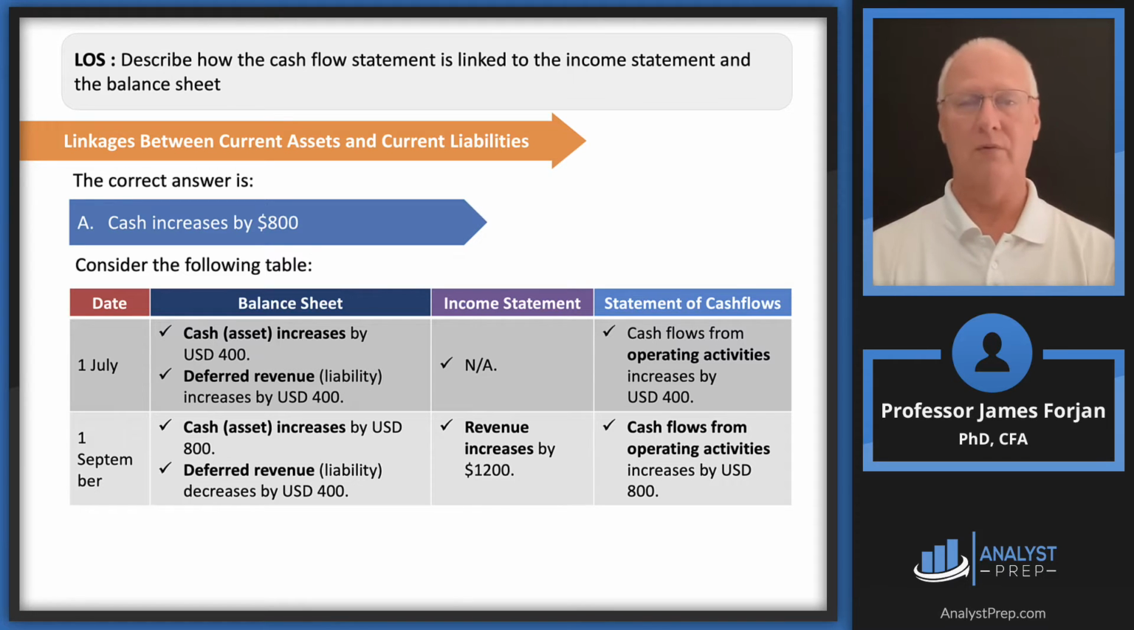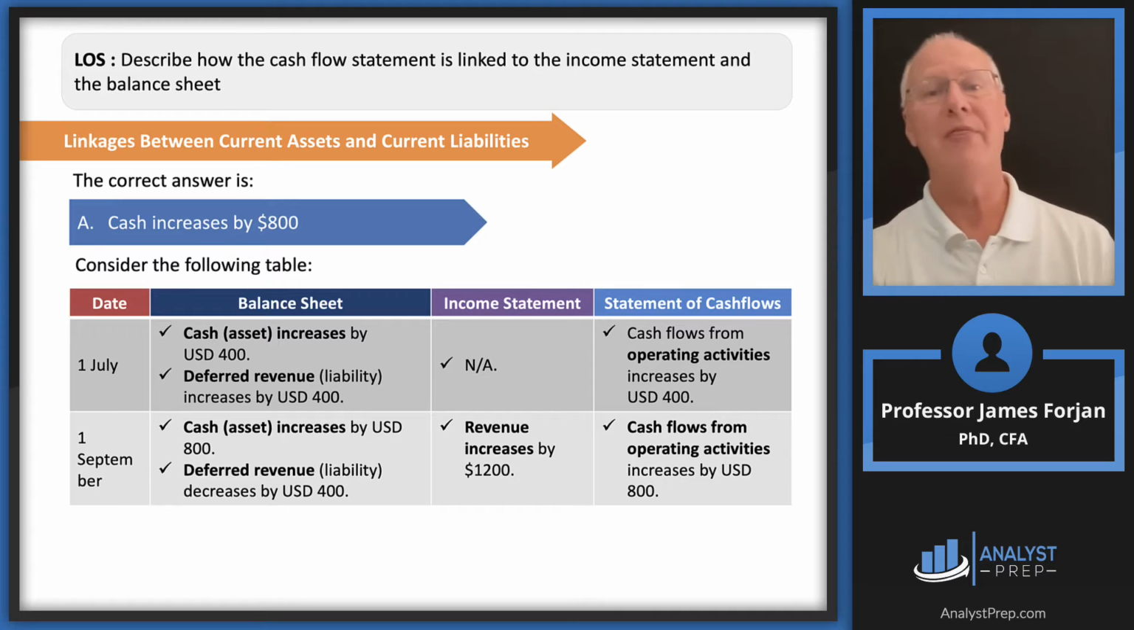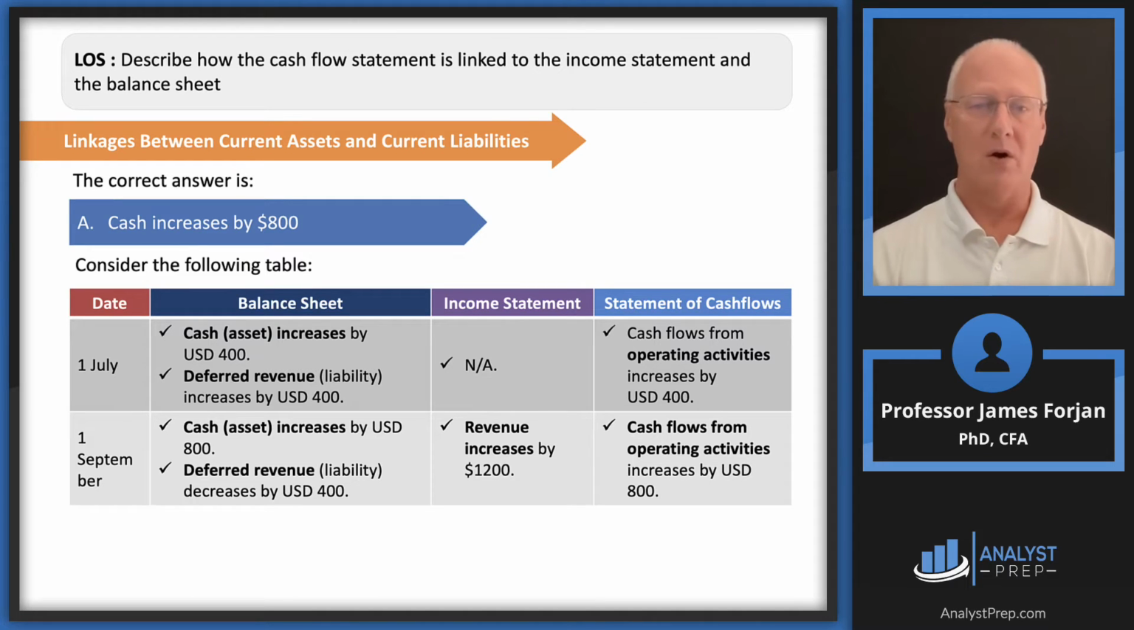So the question then becomes, what do we do with that $1,200? Well, now it shows up on the income statement. So increase revenues by $1,200. So let me just do that again. We have a debit of $800 for cash, debit of unearned or deferred revenue for $400, and then the credit of $1,200 for revenues. And then of course, we get the $800 in cash.